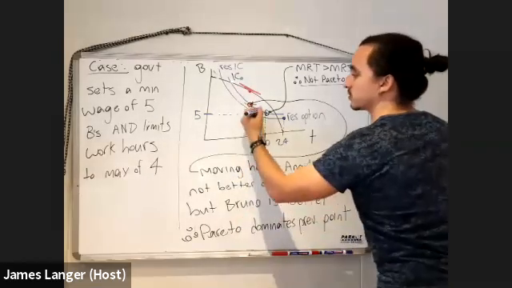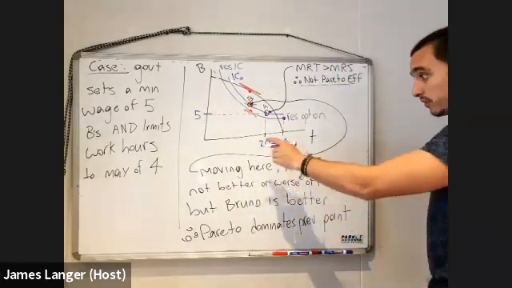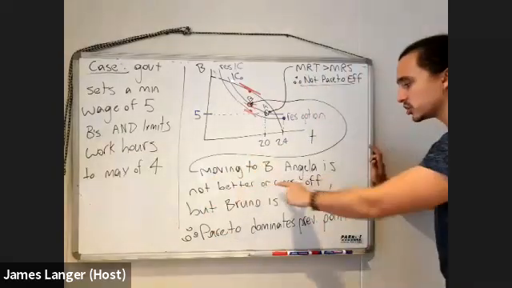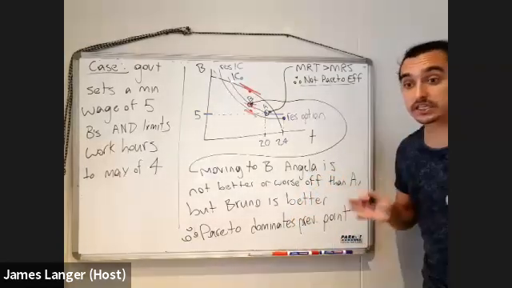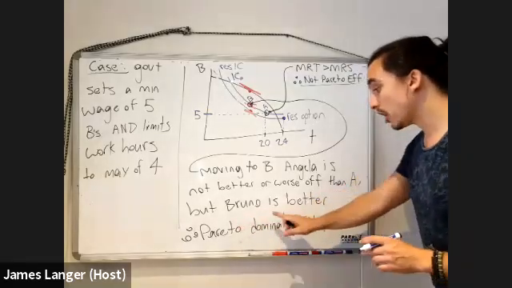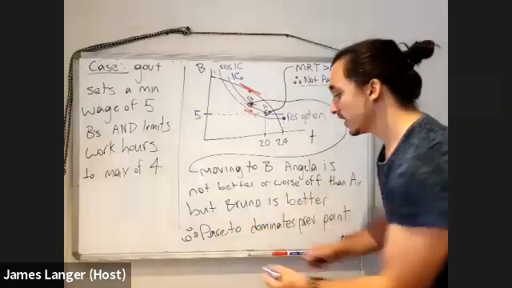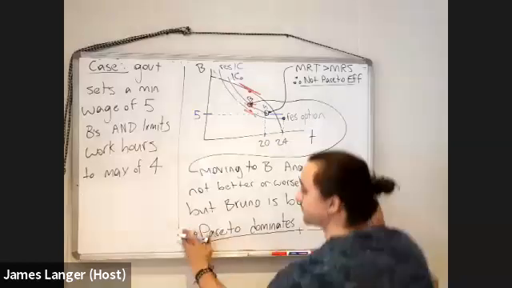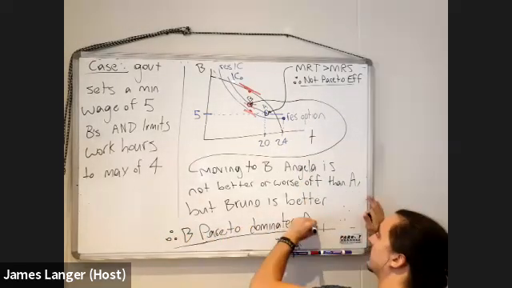Okay, so you could maybe call this A, and we can call this B. Moving to B, Angela is not better off or worse off than at A, but Bruno is better off. Therefore, B Pareto dominates A.